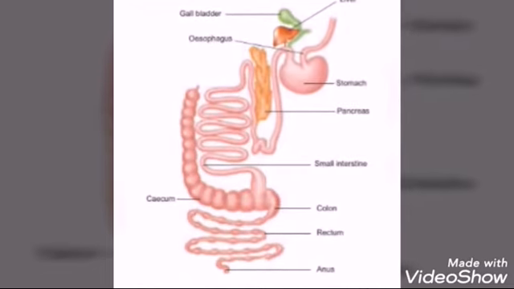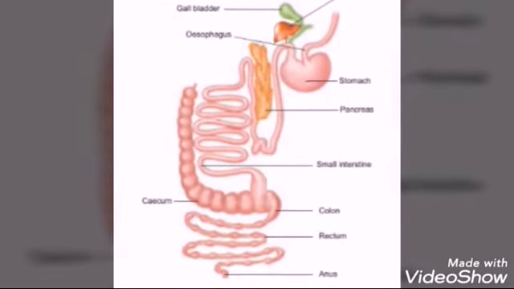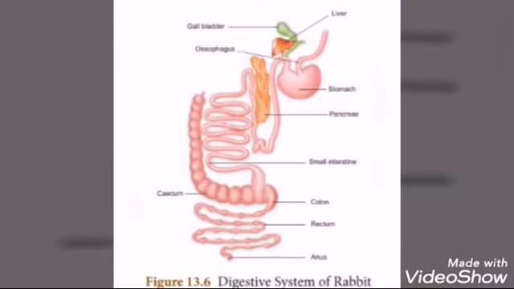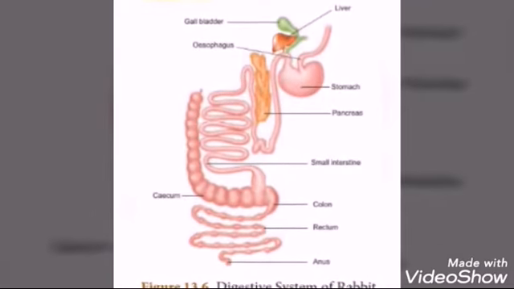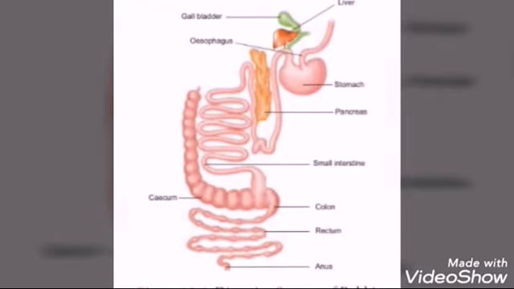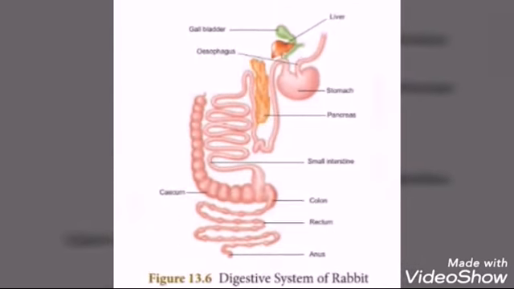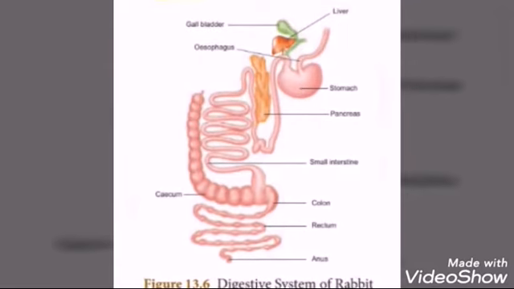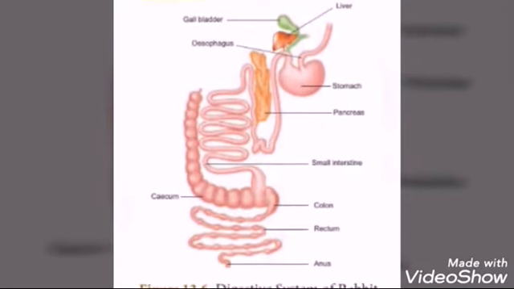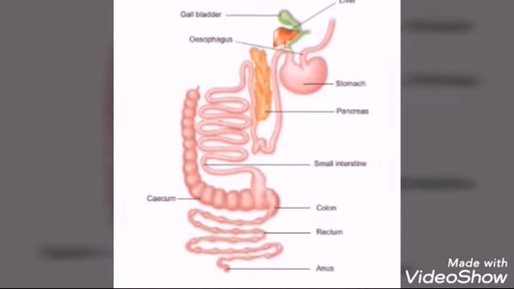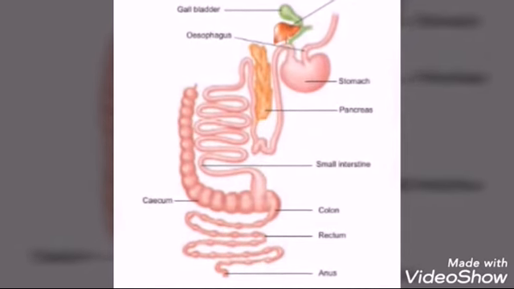Cecum is a thin-walled sac present at the junction of small intestine and large intestine. It contains bacteria that help in digestion of cellulose. Already we studied, rabbits are herbivorous animals. They are taking cellulose-rich food. This cellulose is digested by bacteria. These bacteria are present in cecum.